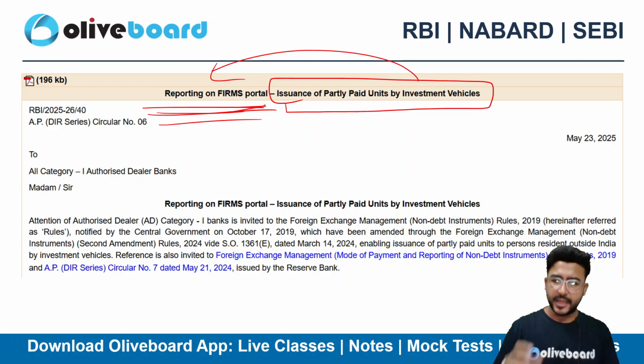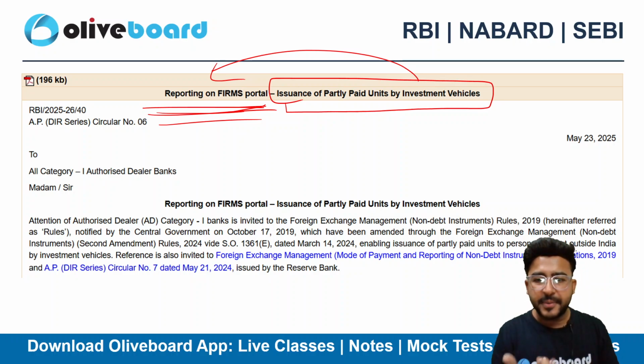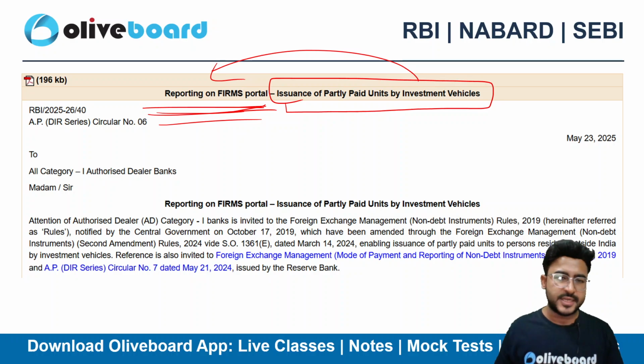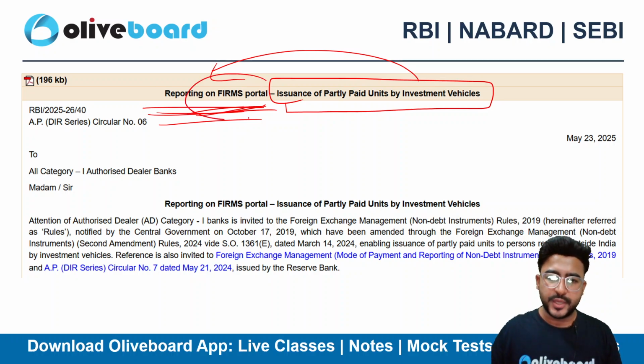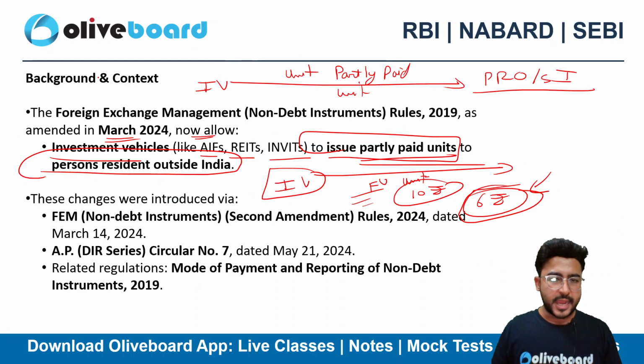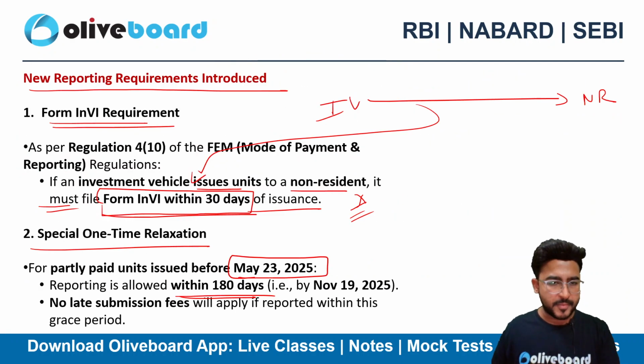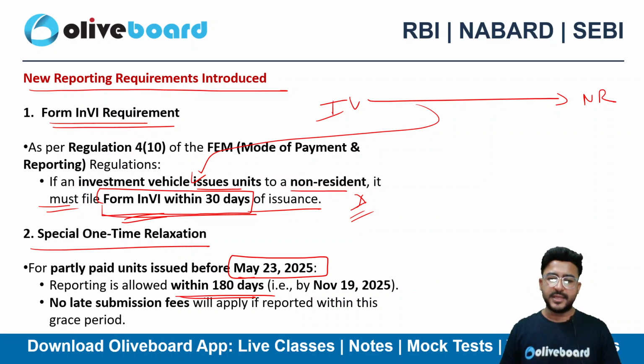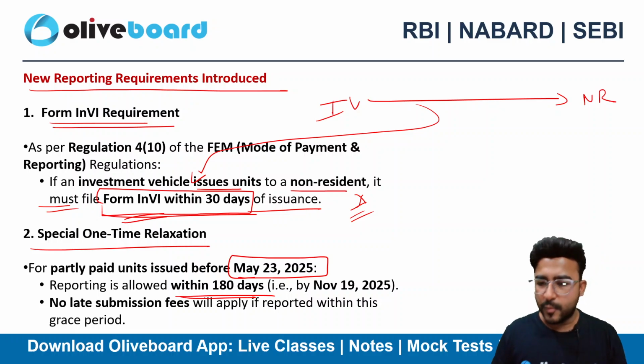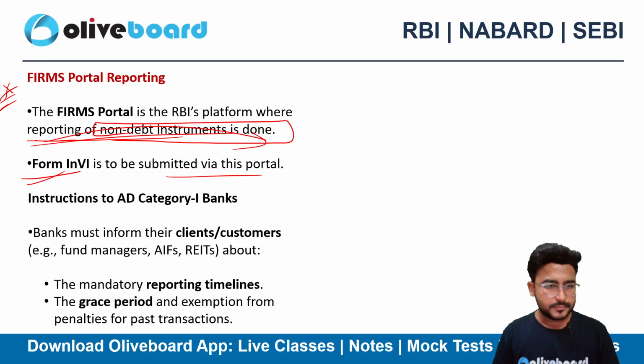And if you are an investment vehicle issuing partly paid up units to a non-resident, definitely you can do it. You need to do it via the FIRMS portal, and please do remember the name of the form as well. The form name is InVI, and you need to report it now within 30 days after 23rd May. Earlier the time limit was 180 days, now it is 30 days, right?